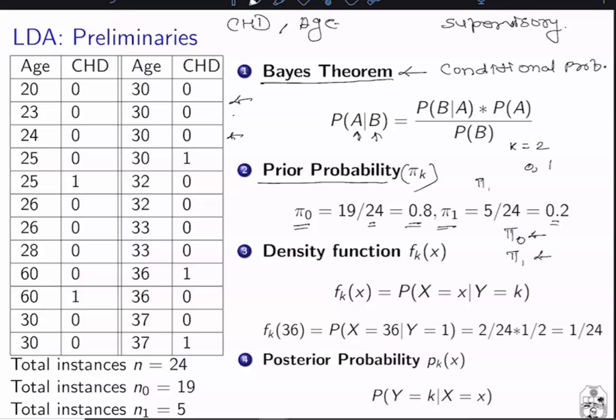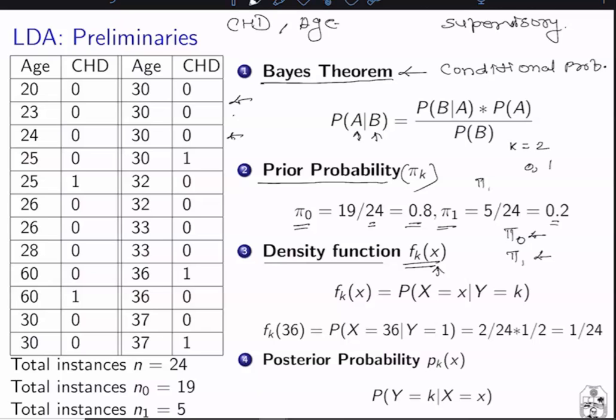Another concept that we are going to use from the probability theory is the density function. Density function is basically again a typical kind of conditional probability. I am here describing the density function in the context of classification problem, and in the context of the classification problem, the density function is denoted by the symbol f subscript k of x, where x is an observation or random event.